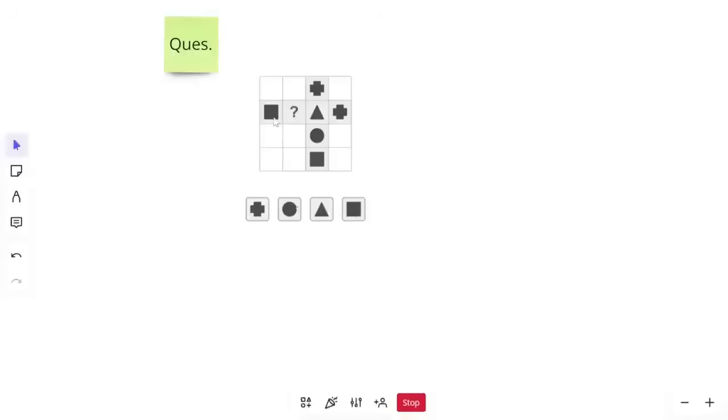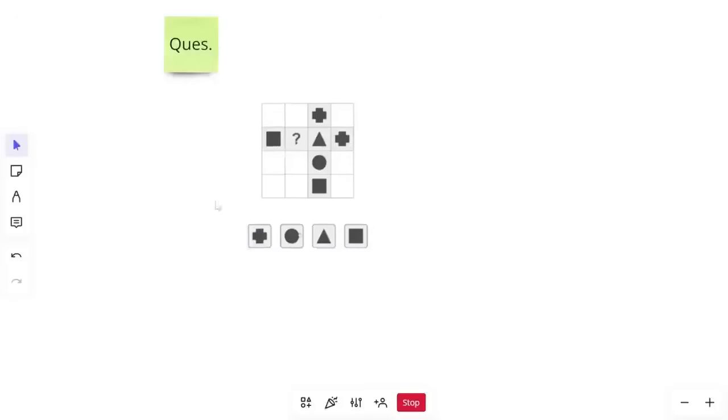See, the concept is in this row, all three are already coming: the three symbols square, triangle, and plus. So these three cannot be the answer. Okay, the only option that is left is circle. So that is why the question mark needs to be replaced with circle in this case. Okay, hope you have understood it.